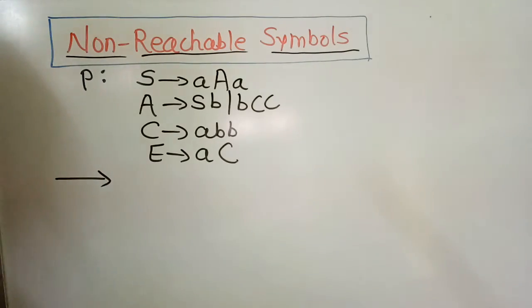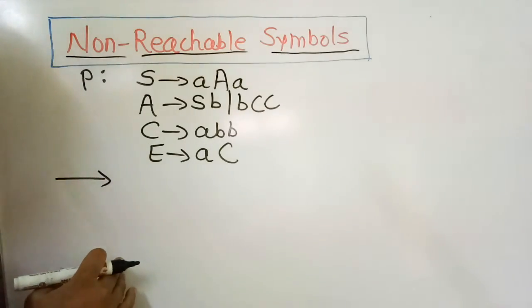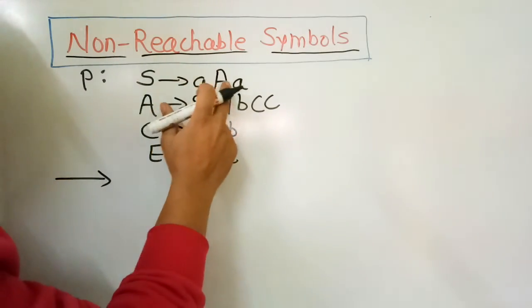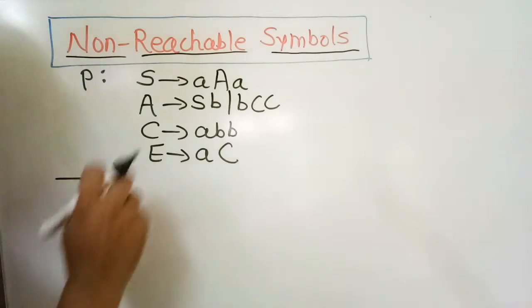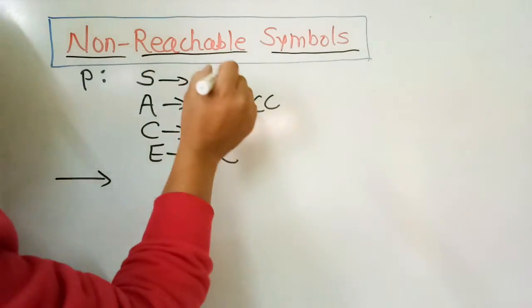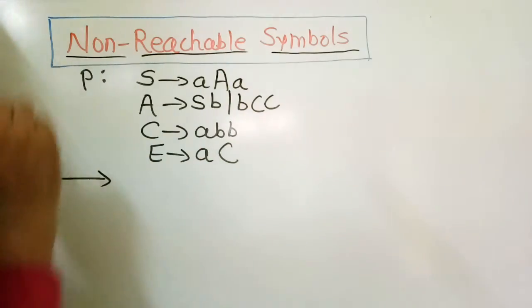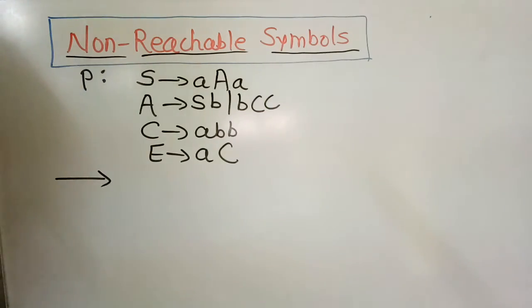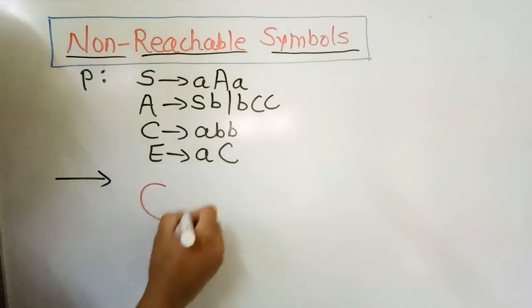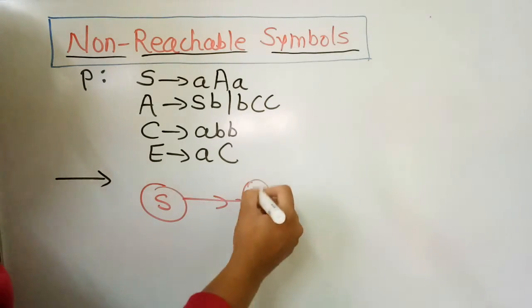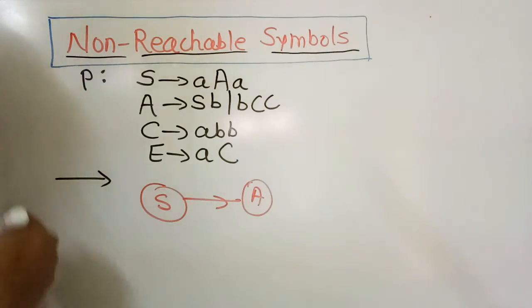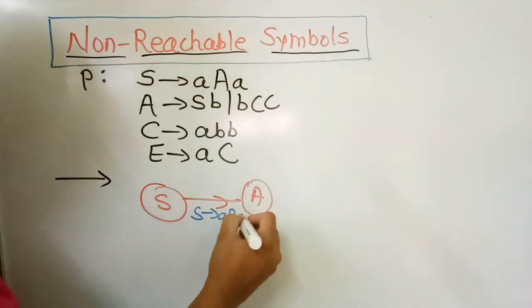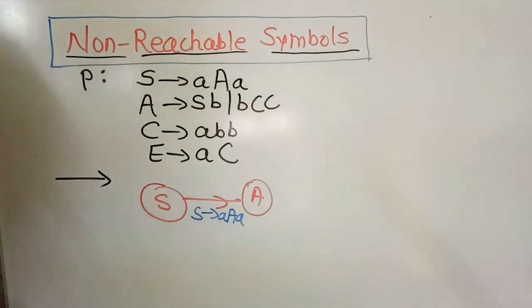First of all, we will find out the dependency graph for this grammar. For example, S is giving A capital A small a. So S is dependent on A. Why is it dependent? Because it has A in its production rule. So we will draw the dependency graph with S dependent on A by the mechanism S gives A, means S is dependent on A.